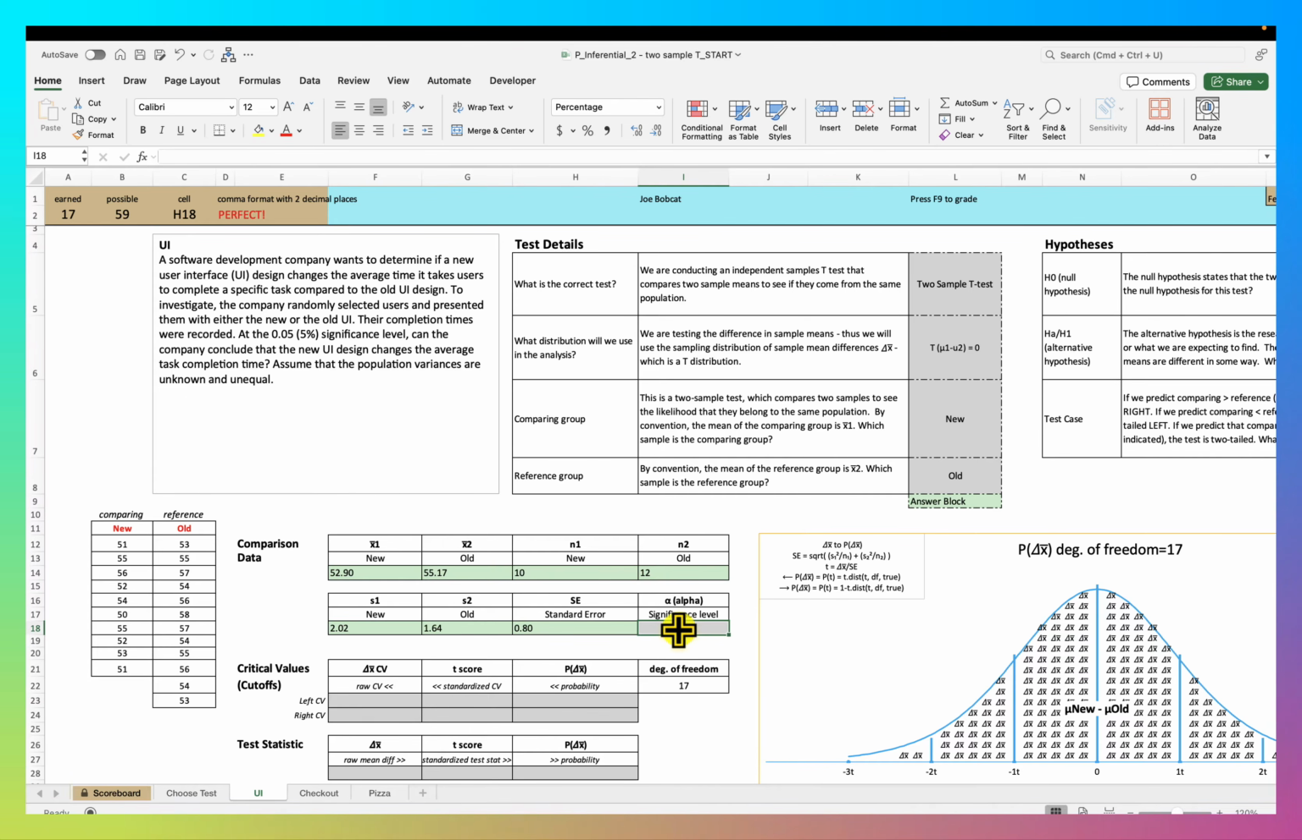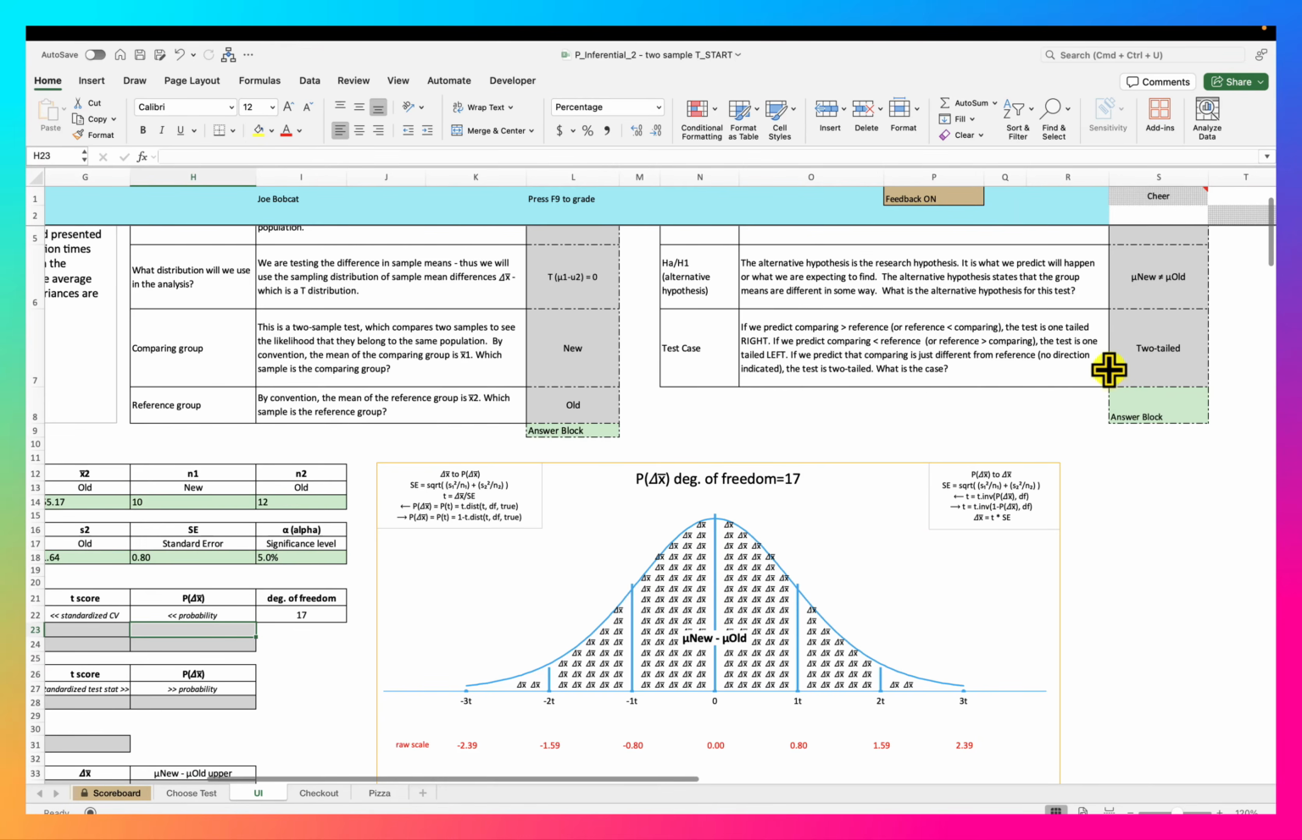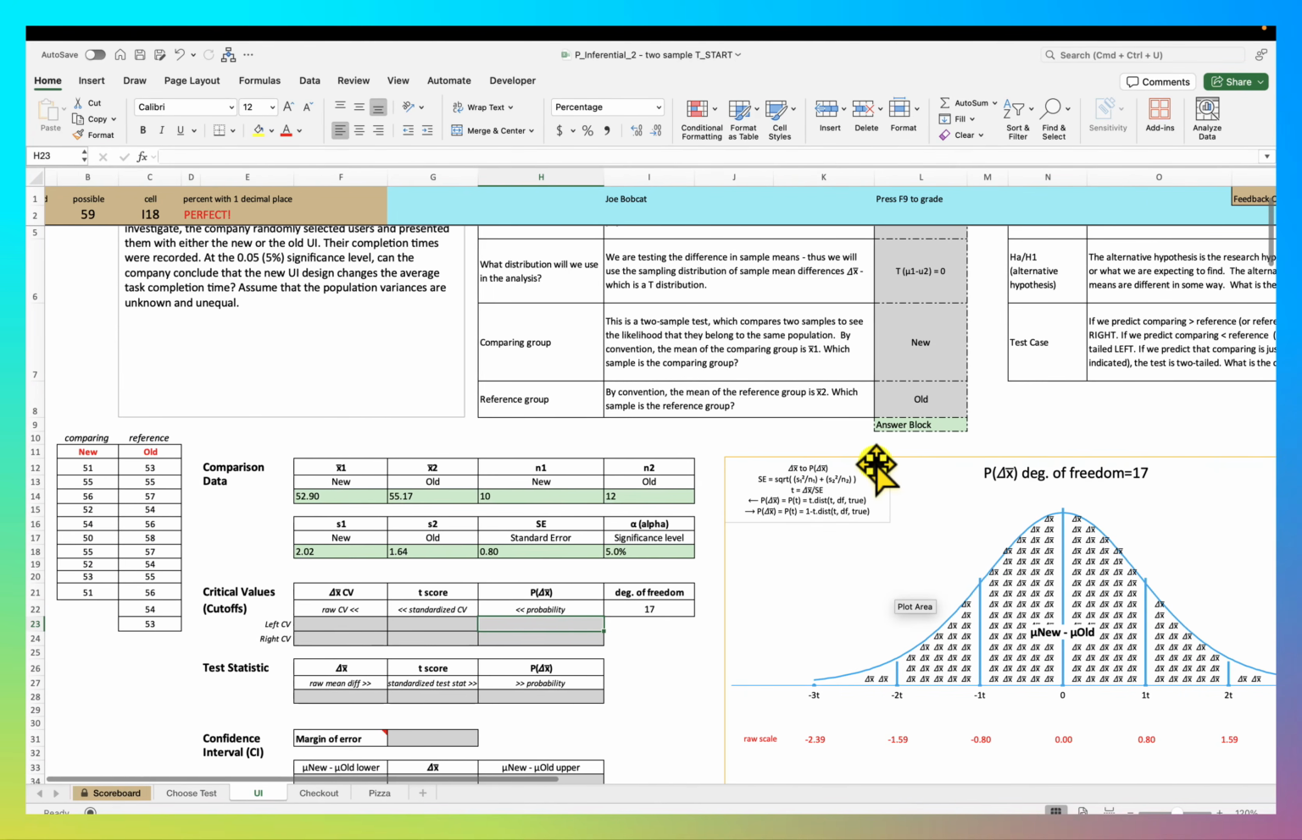Okay, and then we're at 5%. Alright, and we'll split the 5% since it's a two-tailed test, right? We decided over here it was two-tailed. So we'll split the 5%.